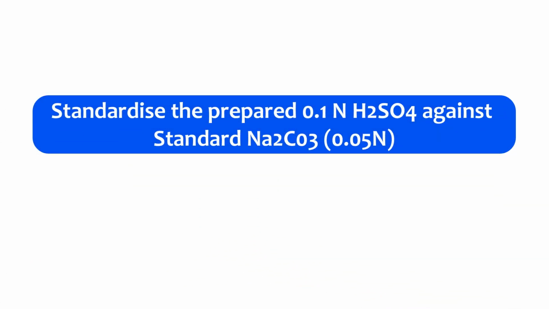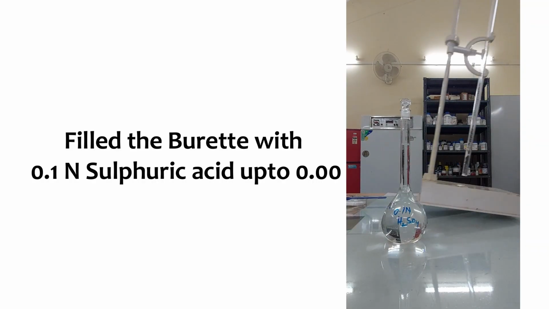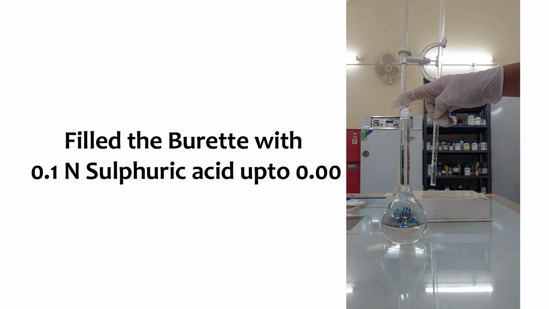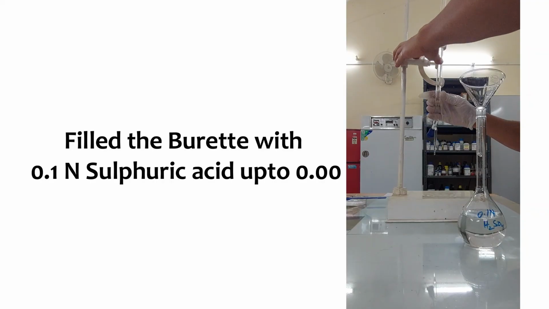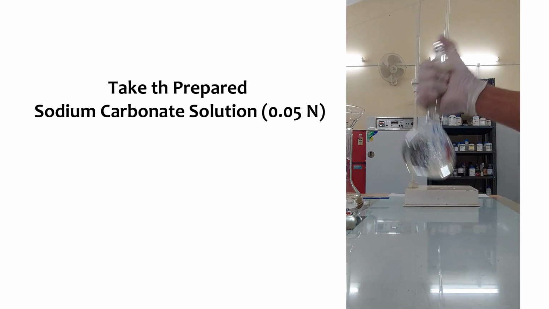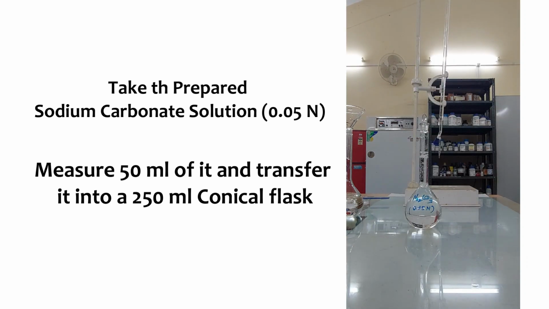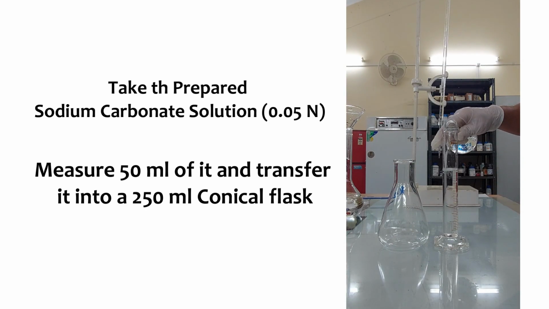Now, how are we going to do that? First, we have to standardize the prepared 0.1 normality sulfuric acid against the standard sodium carbonate solution, which is of 0.05 normality. And to do so, first fill the burette with 0.1 normality sulfuric acid up to the 0 mark. After which you can then take the prepared sodium carbonate solution, shake it properly, and then measure 50 ml of it and transfer it into a 250 ml conical flask.